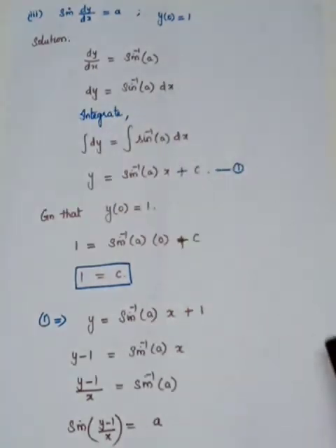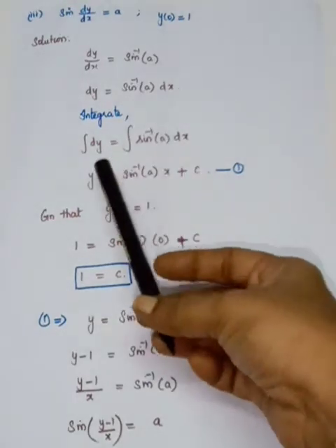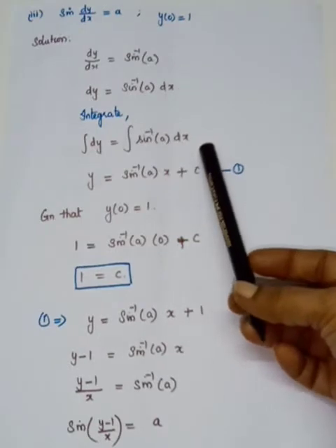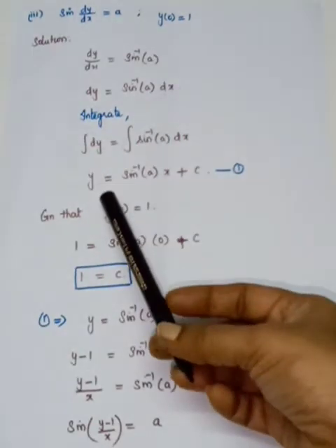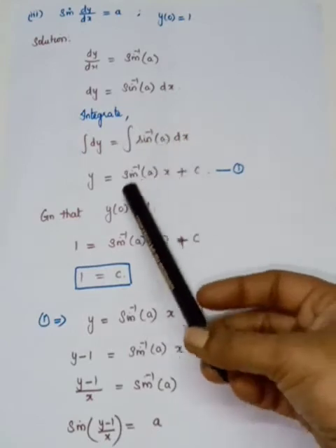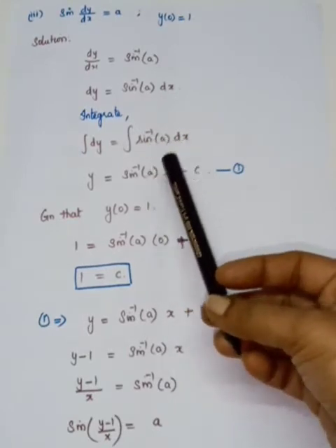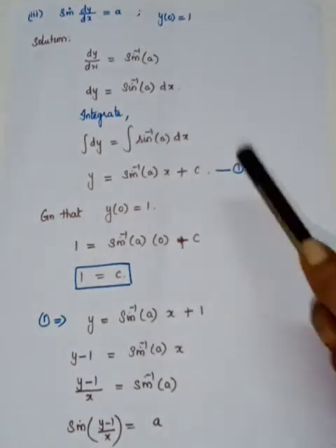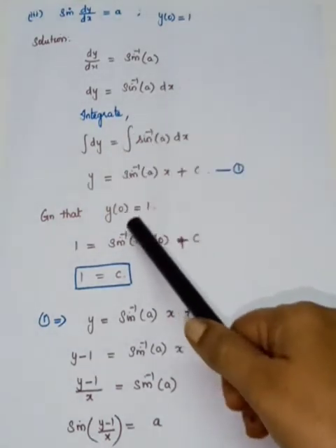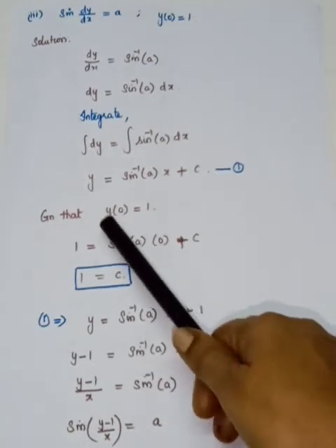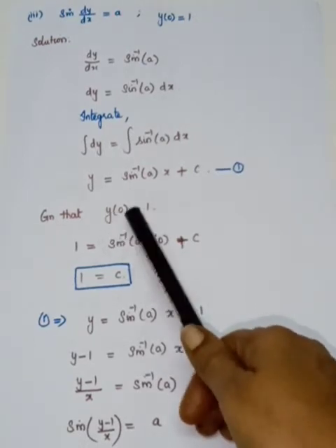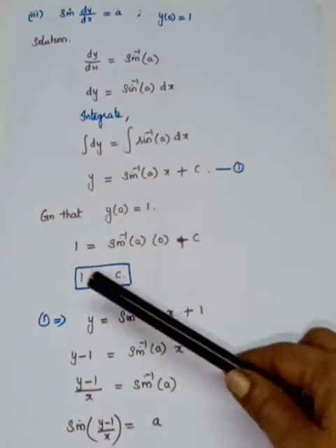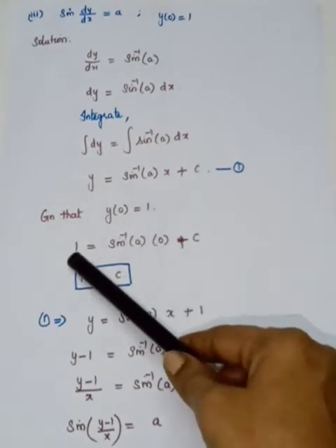So we have separated the variables and you are going to integrate. So integral dy is equal to integral sine inverse of a into dx. So integral dy is y is equal to sine inverse of a is a constant, integral dx is x plus c. We have found the solution. In that it is given y of 0 is equal to 1, that is x is 0, and if you substitute x as 0 in y, you will get the y value is 1. So x equal to 0 and y is equal to 1. So in the place of y you have to substitute 1.